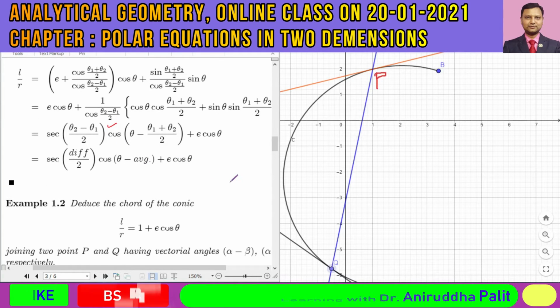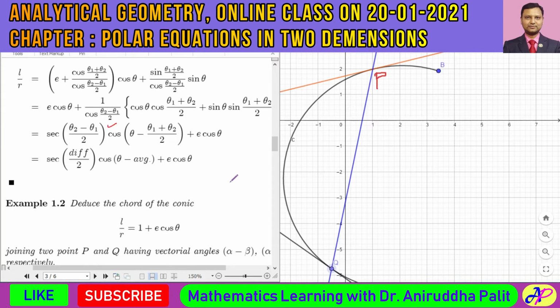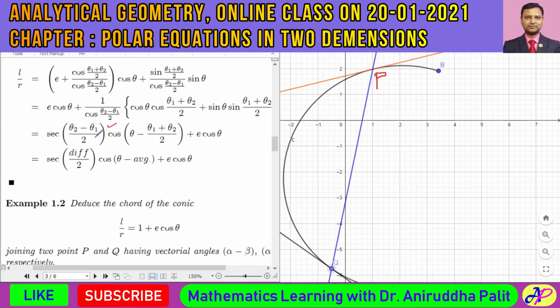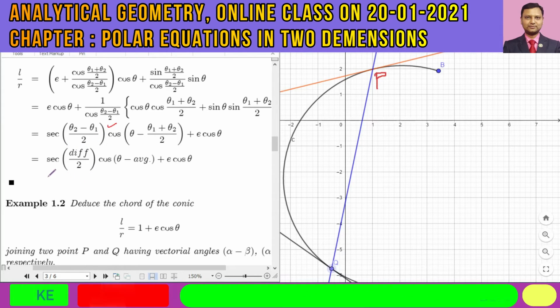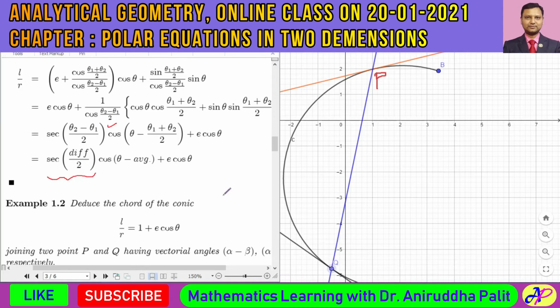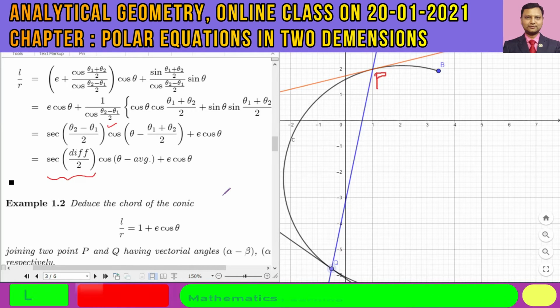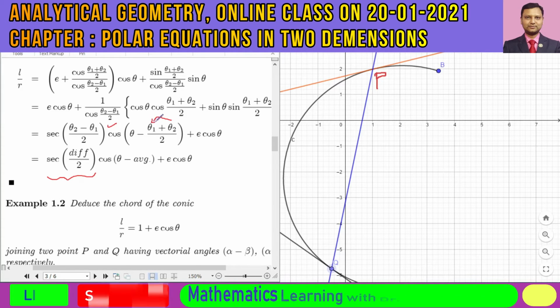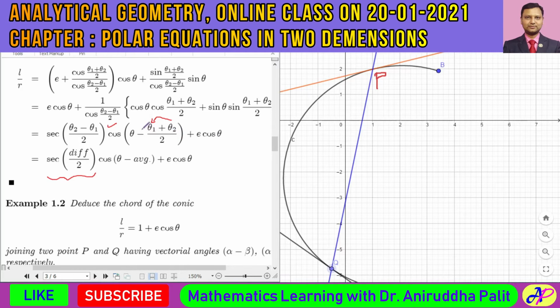If we take the limit theta 2 tending to theta 1, then theta 2 minus theta 1 would be equal to 0, and sec of 0 is actually 1. So from this factor we will have a single 1. And when theta 2 converges to theta 1, the total expression would be theta 1 plus theta 1 divided by 2. So in place of the average, we shall only have this value theta 1. Got it? That would be the corresponding equation of the tangent.